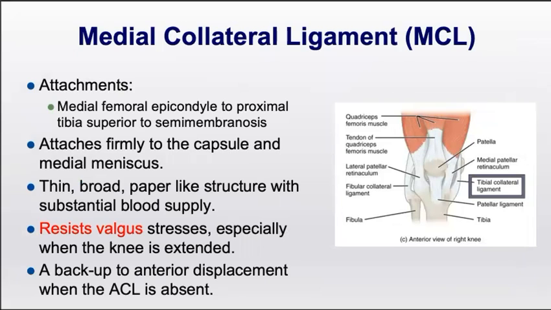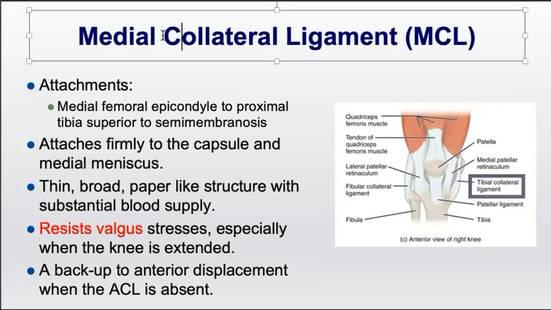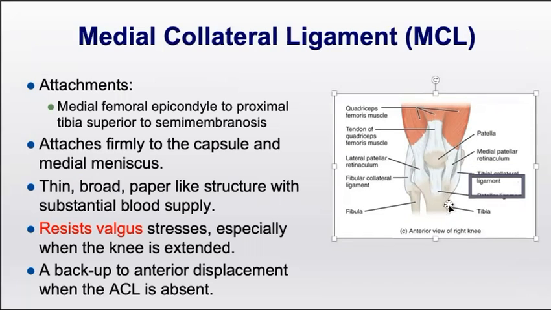So we're going to talk about each of these ligaments one at a time, and then we'll go through a couple of cases that examine how these ligaments can be injured. We'll start with the MCL, or the medial collateral ligament, which tells you exactly where it is. It's on the medial aspect of the knee. Collateral, meaning there's one on either side. You've got the MCL and you've got the LCL.